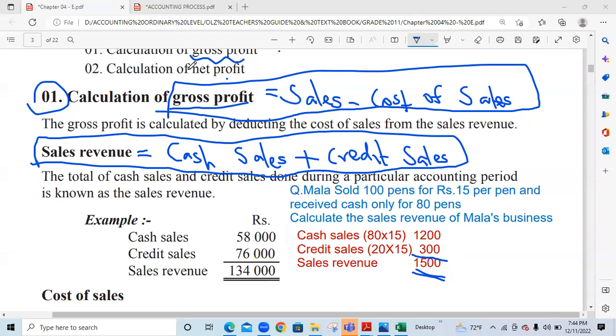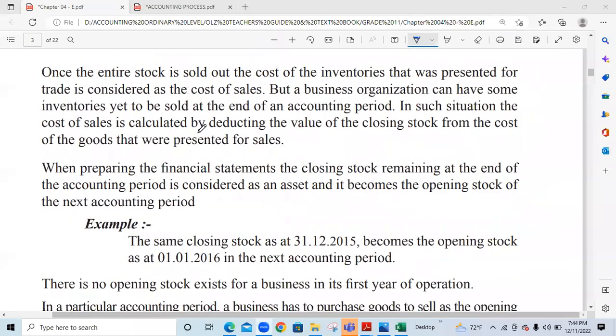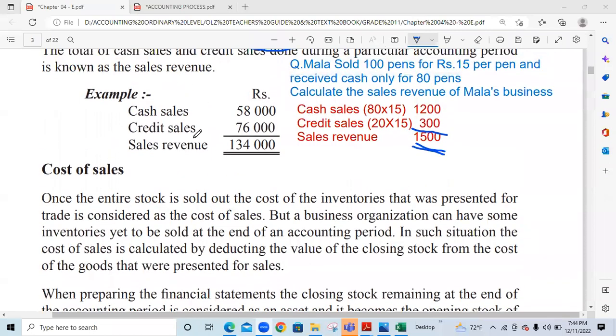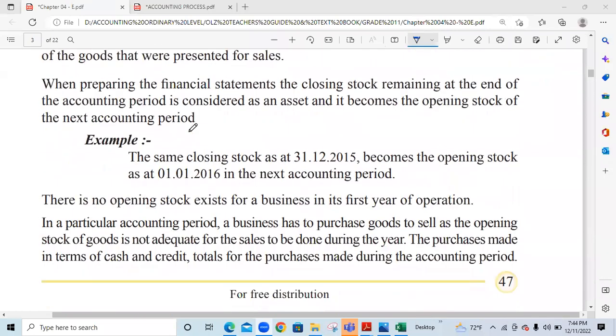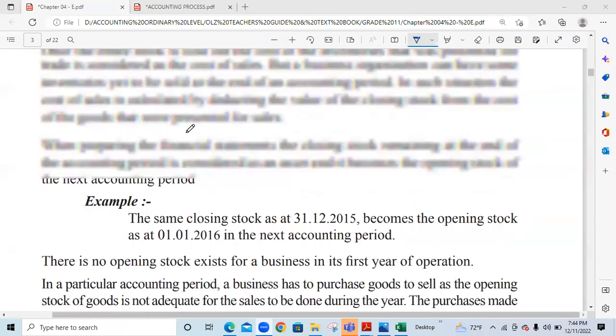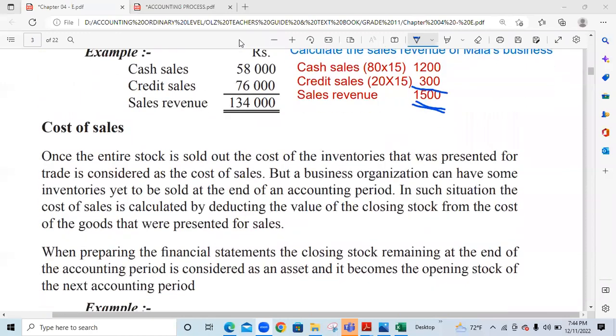So fine. Now continue. Go to the next heading, guys. Put the next heading, cost of sales. After sales, cost of sales. So for cost of sales, can you all write the equation?